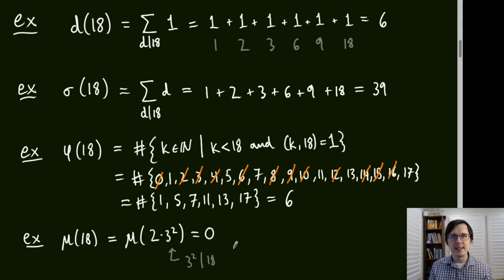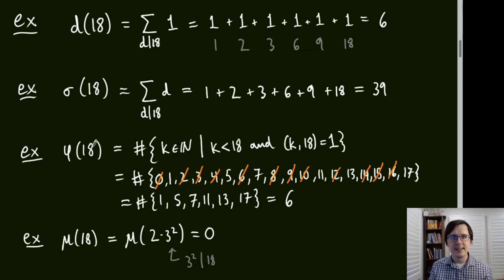So let's look at some examples for what these functions actually do. We're going to use 18 as a running example. So d of 18 is the number of divisors of 18. So it's the sum over d divides 18 of 1. And in gray, I've written out all the divisors in order. And so we're doing 1 plus 1 plus 1 6 times, so it's 6. 6 divisors. Sigma of 18 is the same, but we sum up those numbers that were in gray to get 39. So that's the sum of divisors.